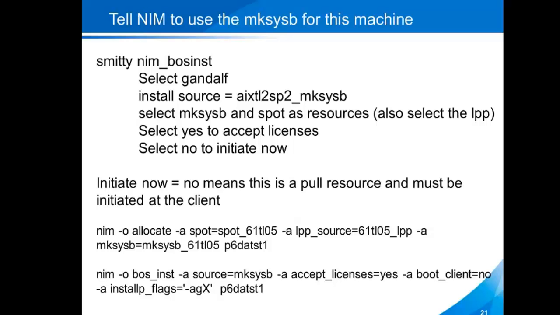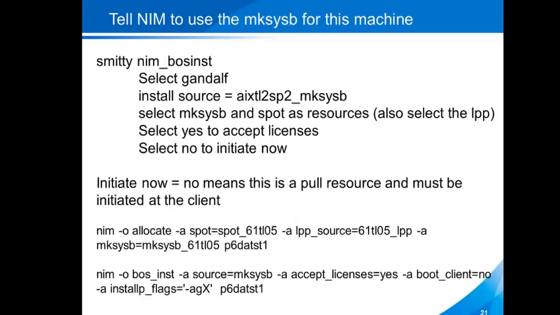So now I want to tell NIM that for this LPAR machine, I want to do a BOS installation. I'll go into SMIT nim_bos_inst. It'll give me a drop down of all of the LPAR's resources. I'll pick my Gandalf, and I'll tell it that I want to do an install from mksysb, and I will give it the mksysb and SPOT as resources. If I have an LPP source, I usually put it in there just in case it needs to grab something that it's missing. I tell it that yes, I'm going to accept the licenses because it's not going to work if I don't. But I also go down and select no, not to initiate it now.